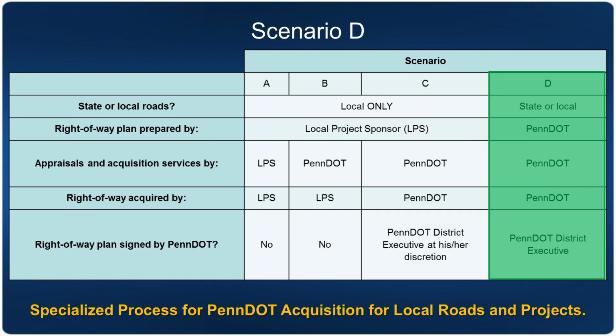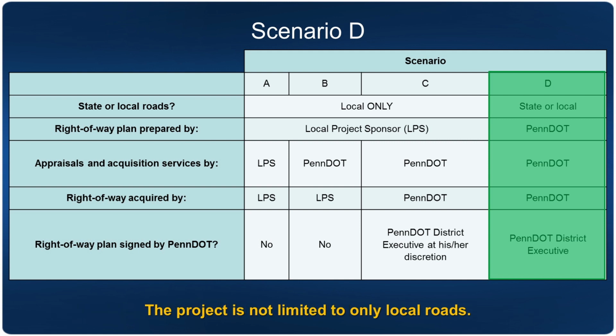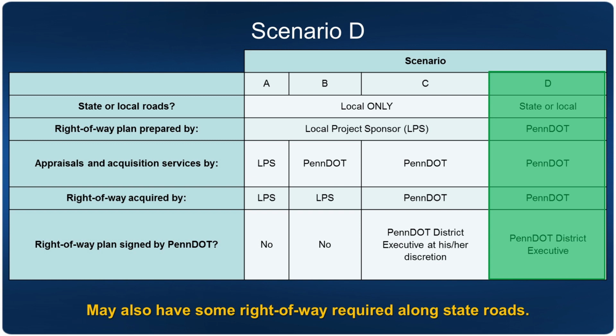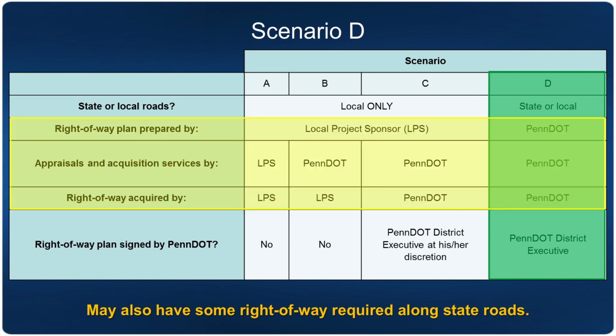Scenario D. Specialized process for PennDOT acquisition for local roads and projects. Under this situation, the project is not limited to only local roads. Projects using Scenario D may also have some right-of-way requirements along state roads and/or bridges owned and maintained by PennDOT. In this scenario, the local project sponsor is allowing PennDOT to conduct all right-of-way services on their behalf.